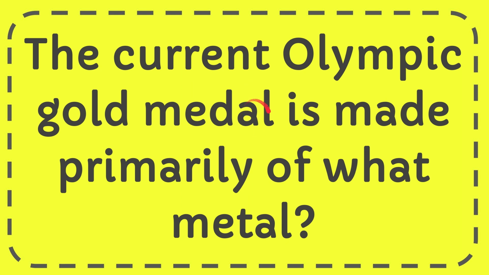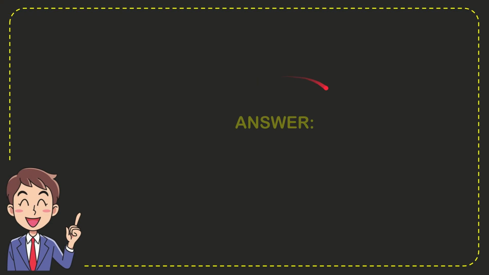In this video, I'm going to give you the answer for this question, and the question is: the current Olympic gold medal is made primarily of what metal? Well, I'll give you the answer for this question, and the correct answer is silver. That's the answer for the question.